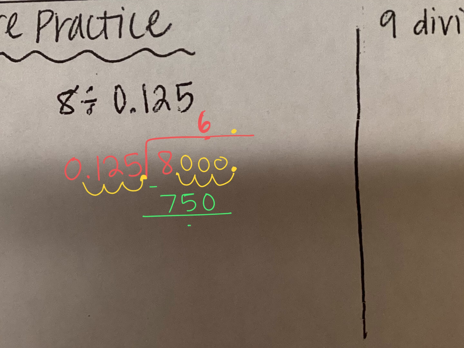So I'm going to subtract 750, and I have 50 left over. I'm going to bring down this 0, which makes it 500, and 125 goes into 500 4 times, which is exactly 500. So my answer is 64.